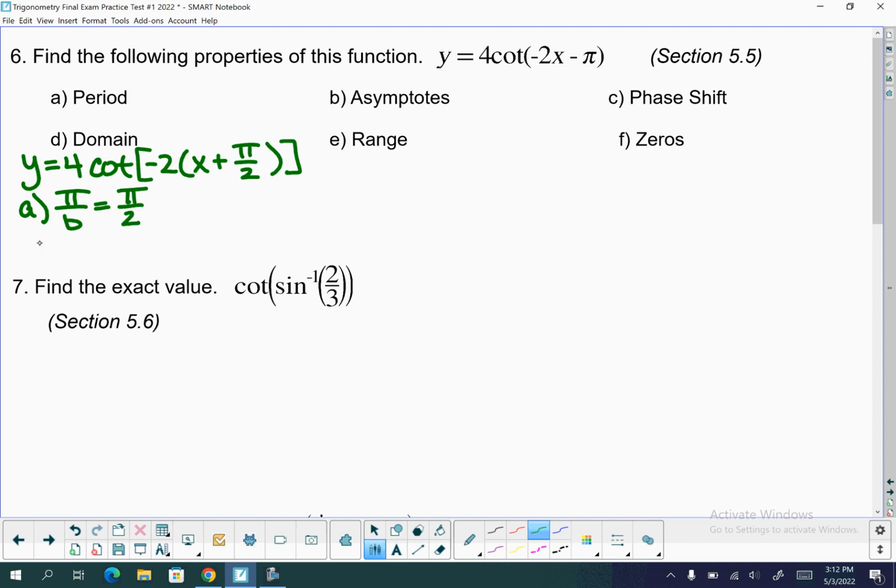Okay. B, asymptotes. We're going to come back to asymptotes in a minute, I think, actually. Let's jump to phase shift. C, that's still the opposite of C, so negative pi over 2 in this problem. D, my domain is going to be all real numbers except our asymptotes, always the same thing. And again, we'll list those asymptotes in a minute.